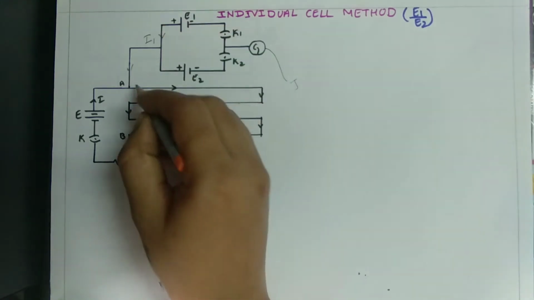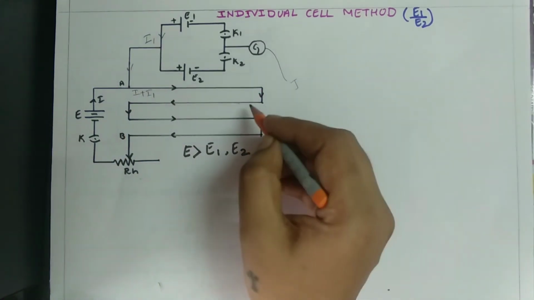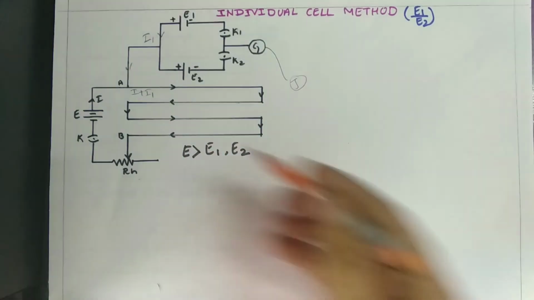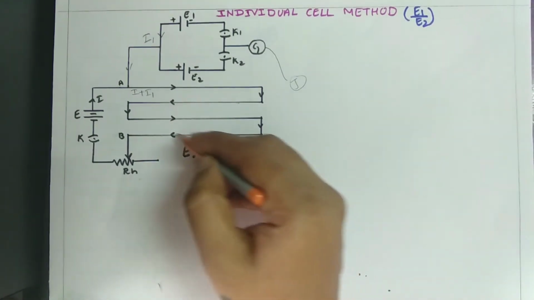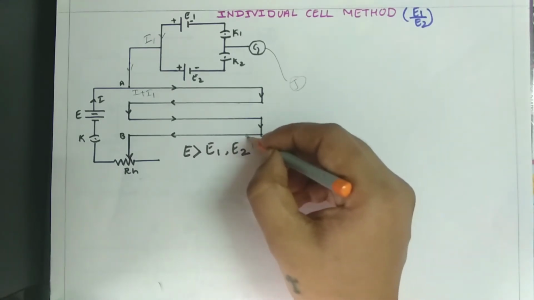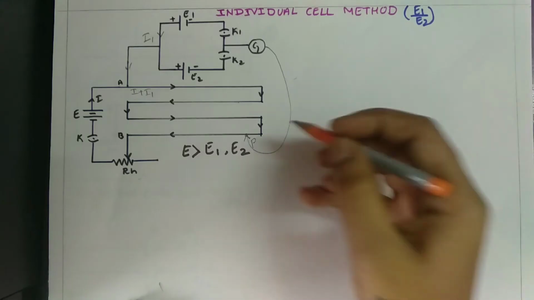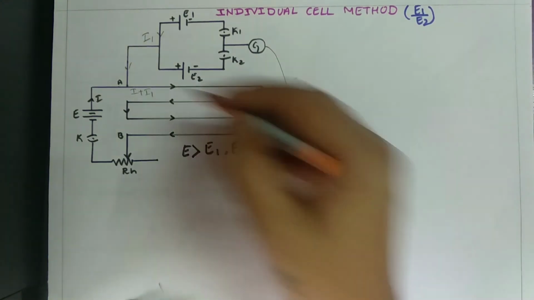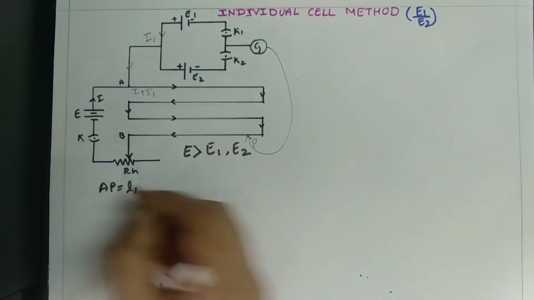Now at point A of the potentiometer, the current becomes I plus I1. When I plus I1 flows through this circuit, take a jockey and go on touching various points of this potentiometer wire. Say somewhere here you get a point P where the galvanometer shows no deflection. That is the null point obtained at P. Now call this length AP as L1.